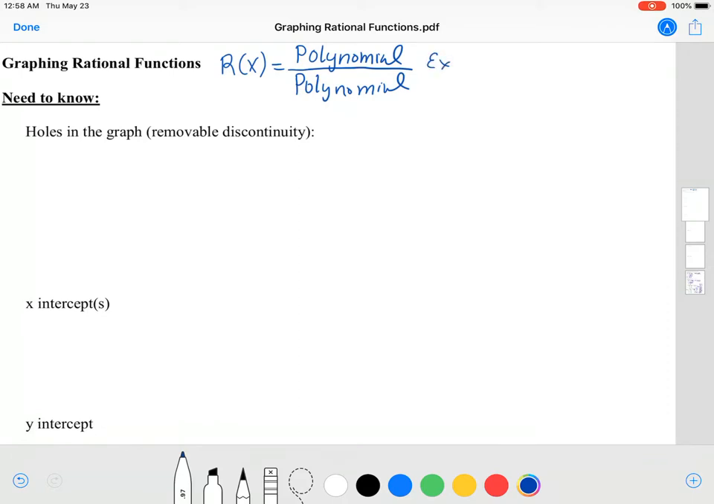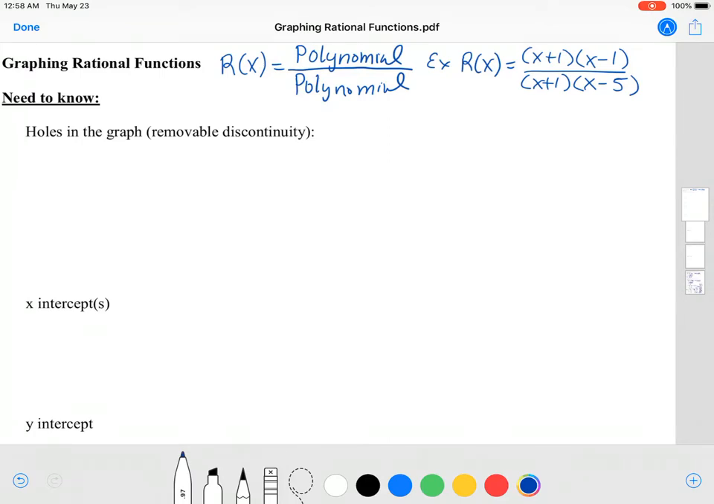So for example, I might have r of x is equal to (x plus 1)(x minus 1) over (x plus 1)(x minus 5). That's an example of a rational function because it's a polynomial divided by another polynomial. And in this particular case, I have it in factored form.